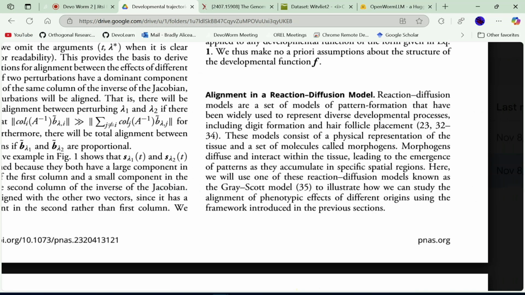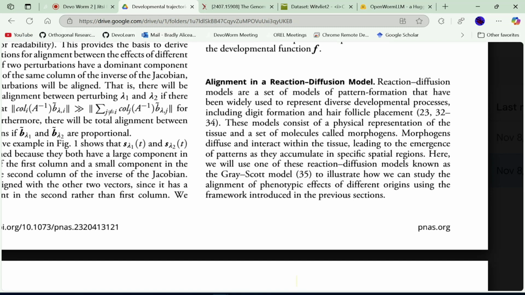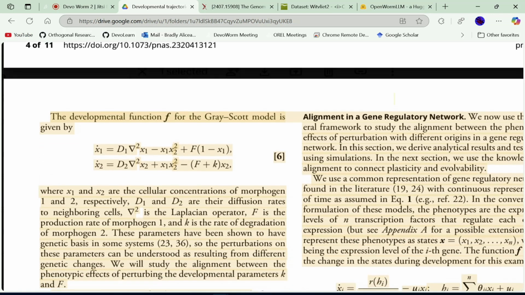And we can extend this to reaction diffusion models. Reaction diffusion models are a set of models of pattern formation that have been widely used to represent diverse developmental processes, including digit formation and hair follicle placement. These models consist of a physical representation of the tissue and a set of molecules called morphogens. Morphogens diffuse and interact with the tissue, leading to the emergence of patterns as they accumulate in specific spatial regions. So they will use the Gray-Scott model, which is a reaction diffusion model, to illustrate how we can study the alignment of phenotypic effects for different origins using the framework introduced in the previous sections.